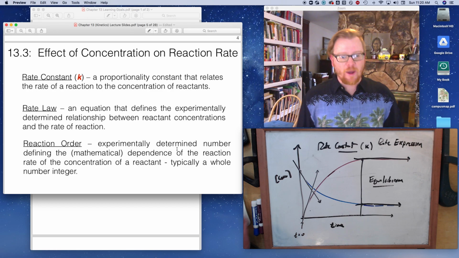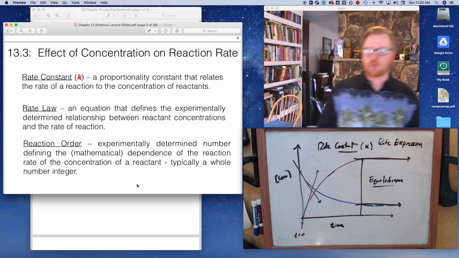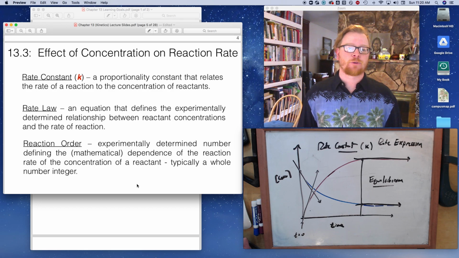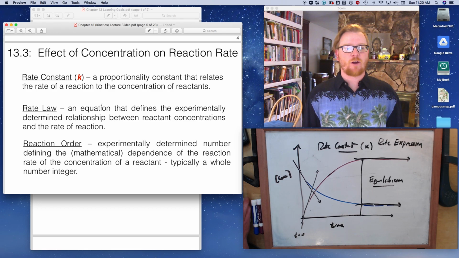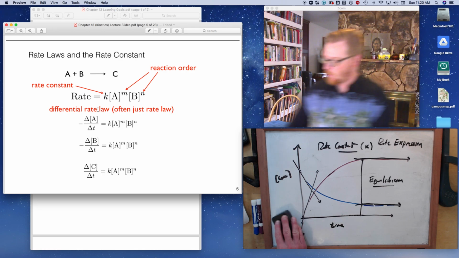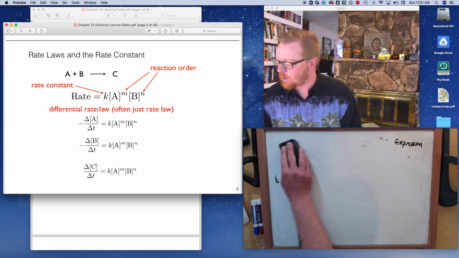Okay. So if all of these definitions are a bit confusing, that's okay. As you know, I like learning through example instead of learning through definition. So here are the definitions. So let's move on and talk about this in terms of examples, or just putting out the equation.